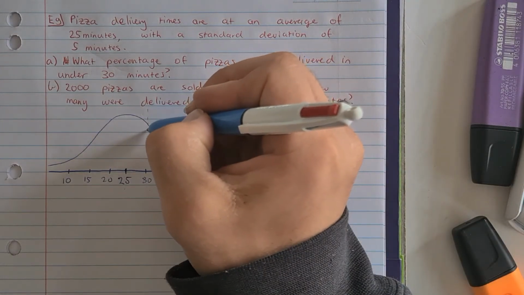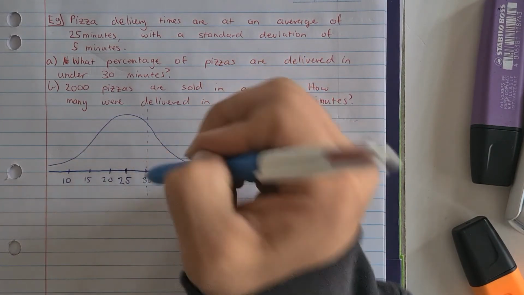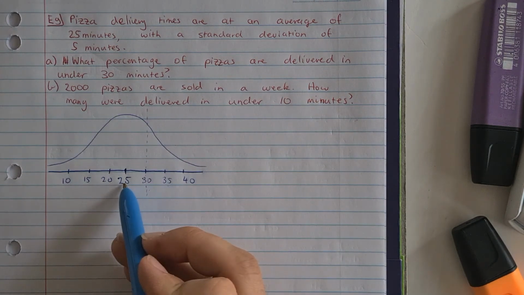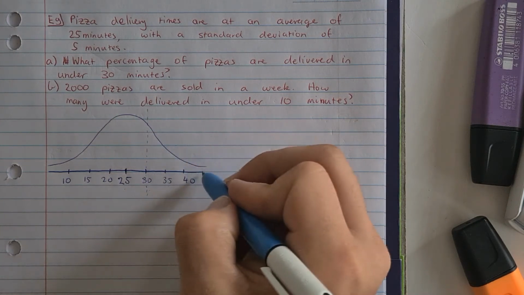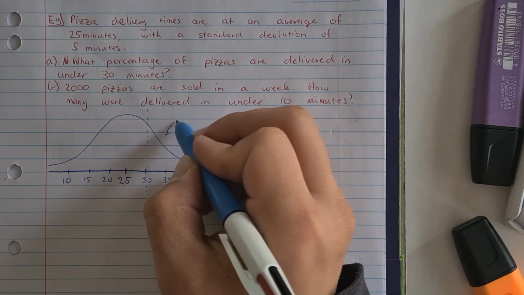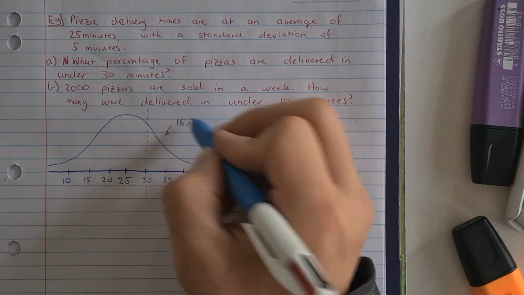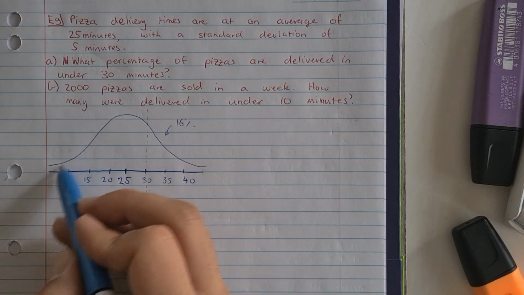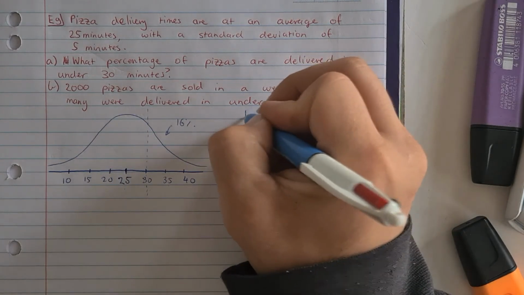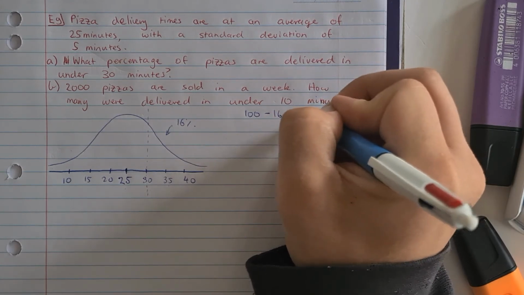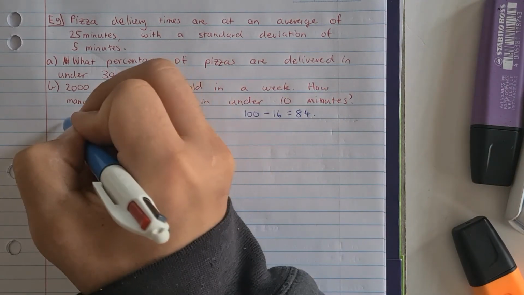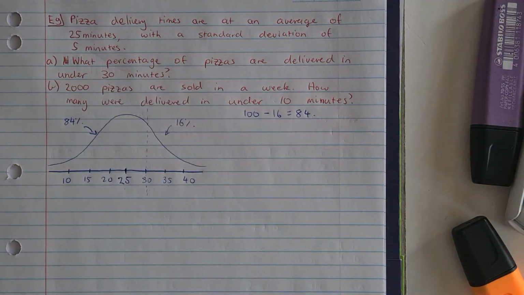So part A asks, what percentage of pizzas are delivered in under 30 minutes? Well, we can see that 30 minutes is 1 standard deviation above the mean. So we should know that on this side should be 16% of deliveries. So everything on the other side here needs to be 100% minus that 16%. That equals 84. So in here is 84% of deliveries. Therefore, 84% of deliveries are delivered in under 30 minutes.